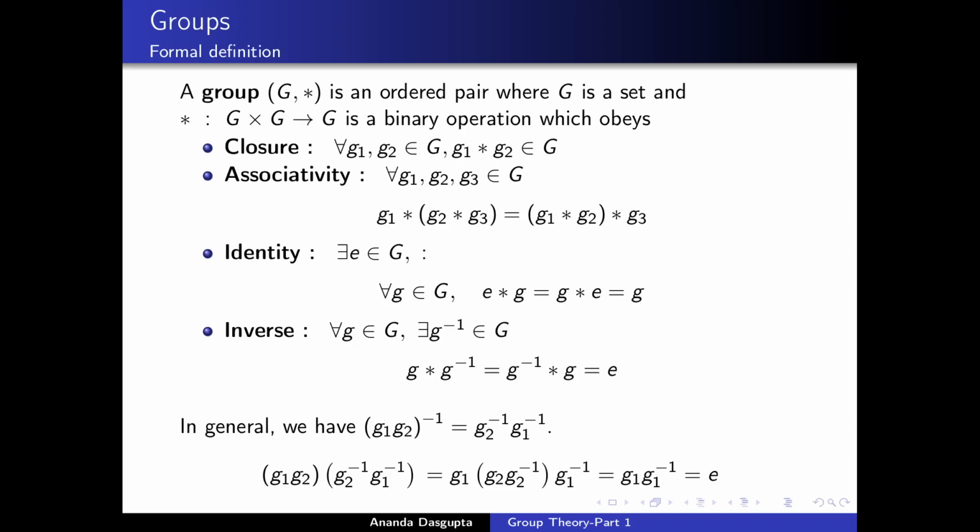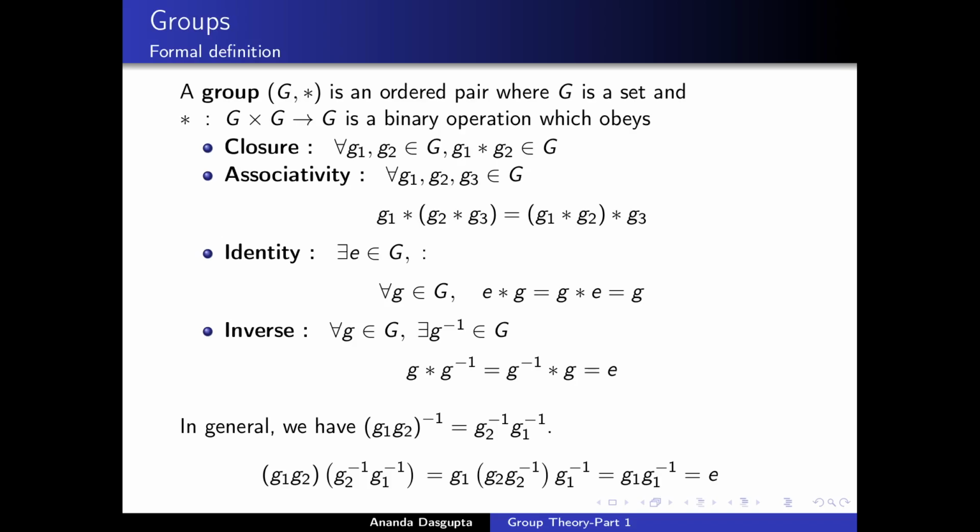Of course, for abelian groups where G1 G2 is equal to G2 G1, this distinction doesn't really matter, because G2 inverse G1 inverse and G1 inverse G2 inverse will be the same for abelian groups. But since groups are non-abelian in general, you have to be careful about this one very important result.